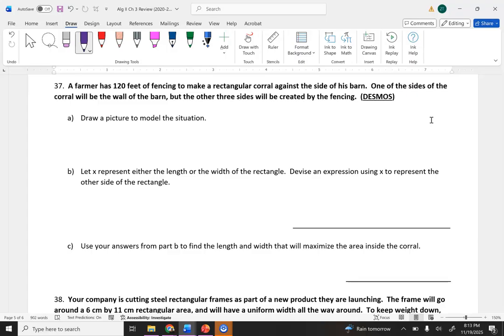So the first step is to get a visual on this, right? A corral is just a place to keep horses or cows or whatever. So we're basically fencing in an area of the grass. Let's say that this represents the barn. He's going to use the barn as one side of his corral, but then he's going to use fencing for the other three sides. It's going to be a rectangular corral.